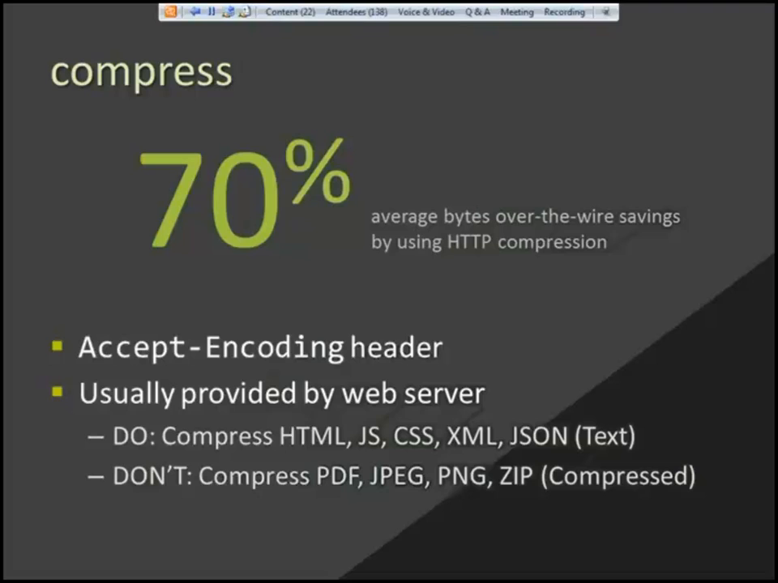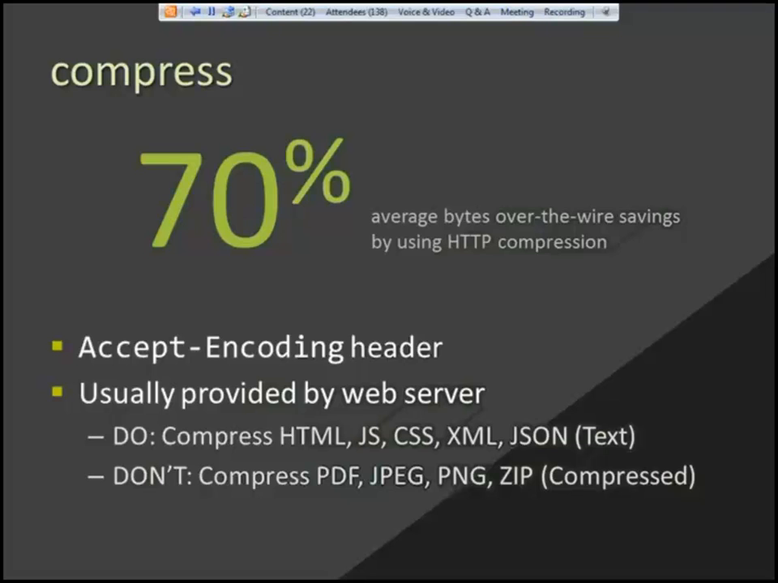When it comes to compression, there are do's and don'ts. Do compress HTML, JavaScript, CSS, XML, JSON. Any text format does very well to compress, so make sure you're compressing it. Don't compress PDFs, JPEGs, PNGs, zip archives, anything that already has compression built into the file format. You're not gaining anything and you're only wasting server resources.